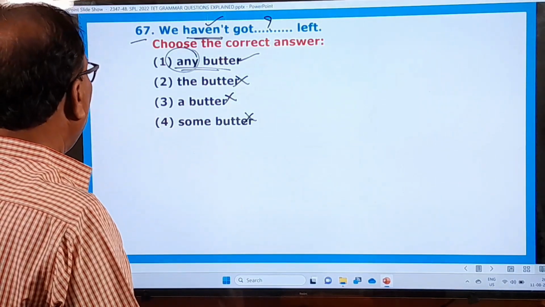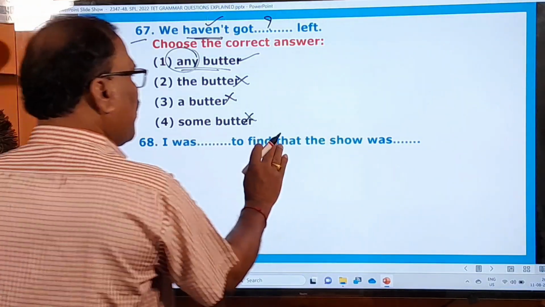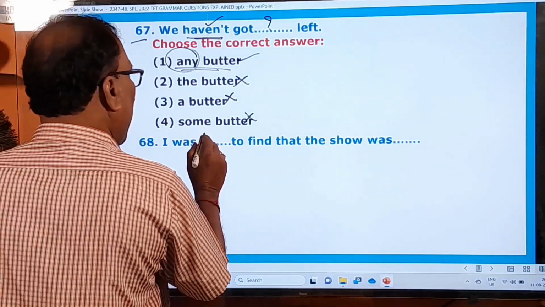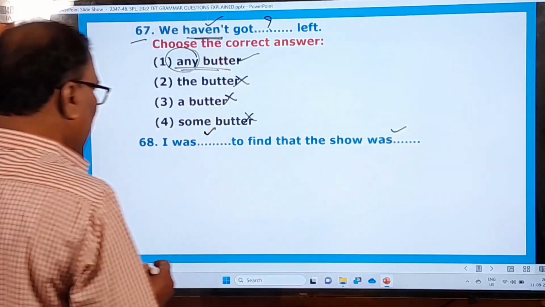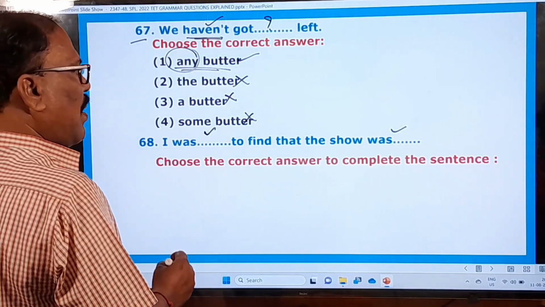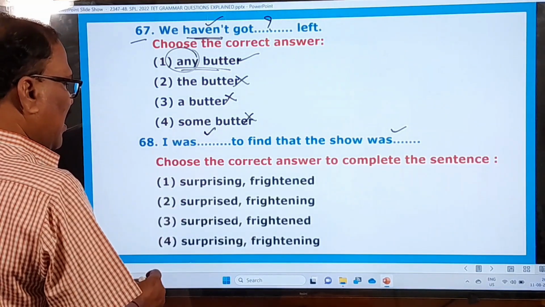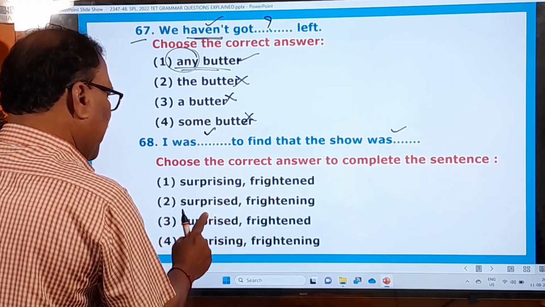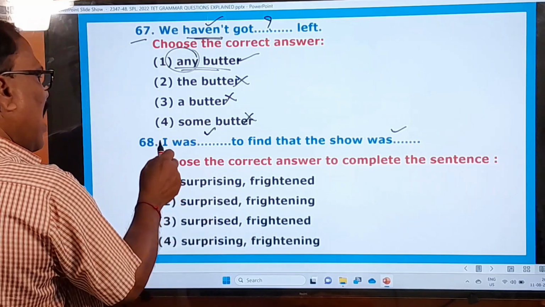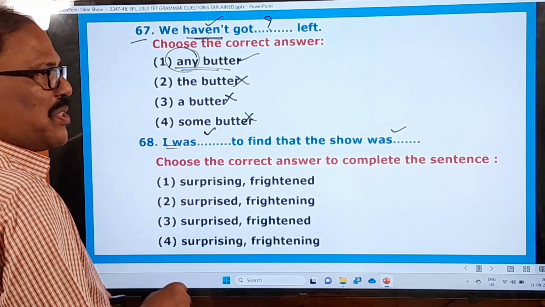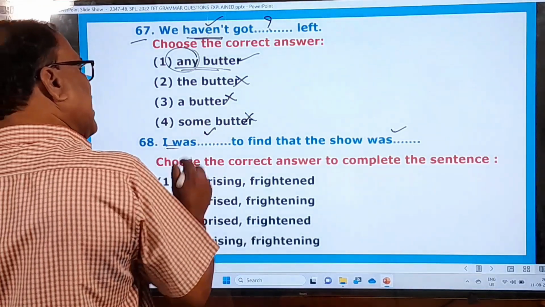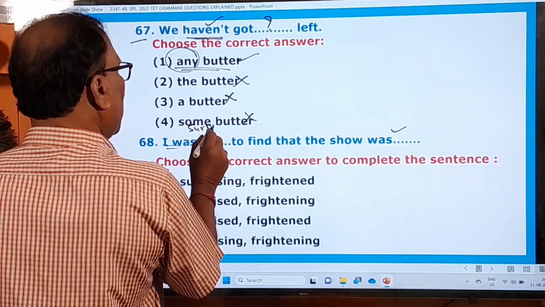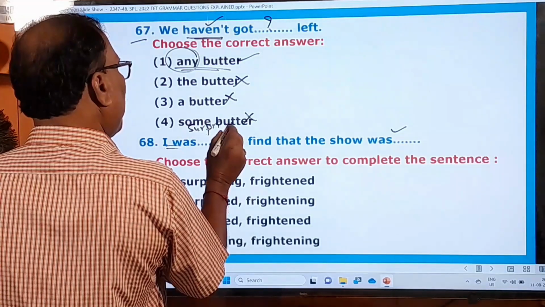You go to the next one, 68th one. "I was dash to find that the show was dash." So what to use in this blank? Choose the correct answer to complete the sentence. Four options are given: surprising, frightened; surprised, frightening; surprised, frightened. After the be form, you must use what? I was surprised. That should be there. Surprised means I felt surprise.